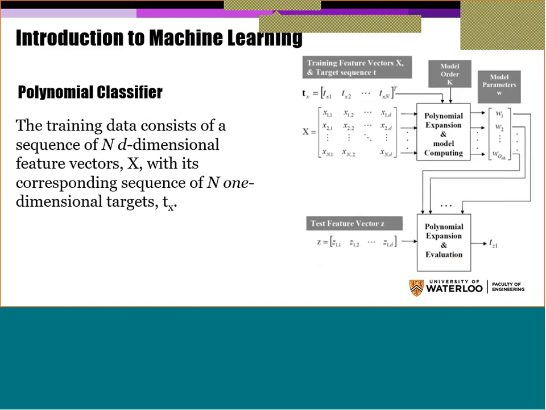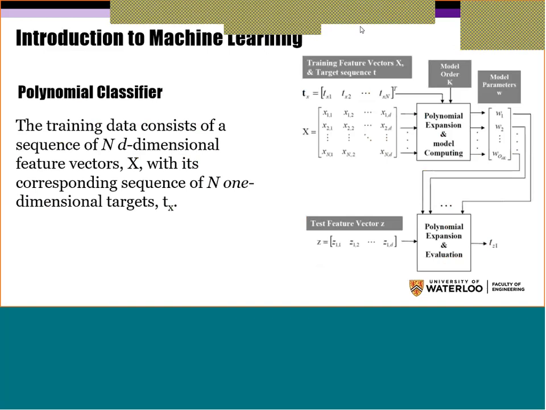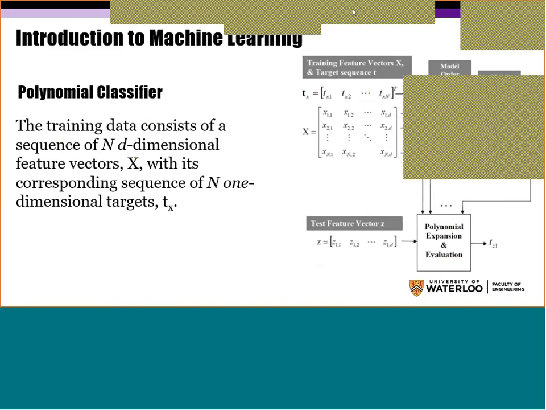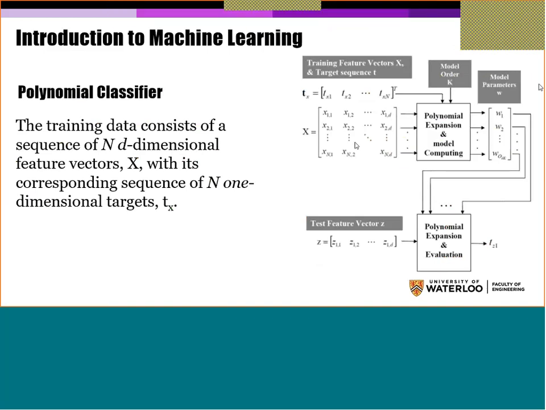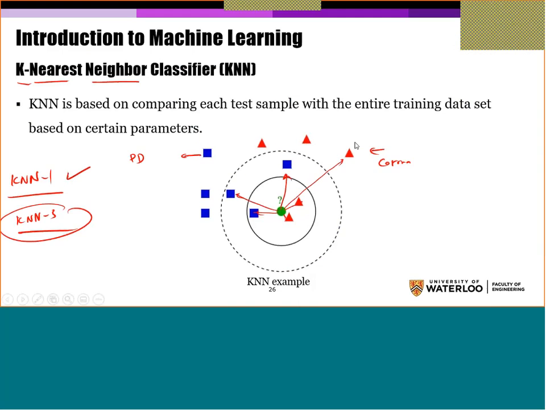The last one I'd like to, okay, there is one question here. Let me see. Can you please explain KNN 1 and KNN 3 again? Okay, I will do that. The question is, can you explain?